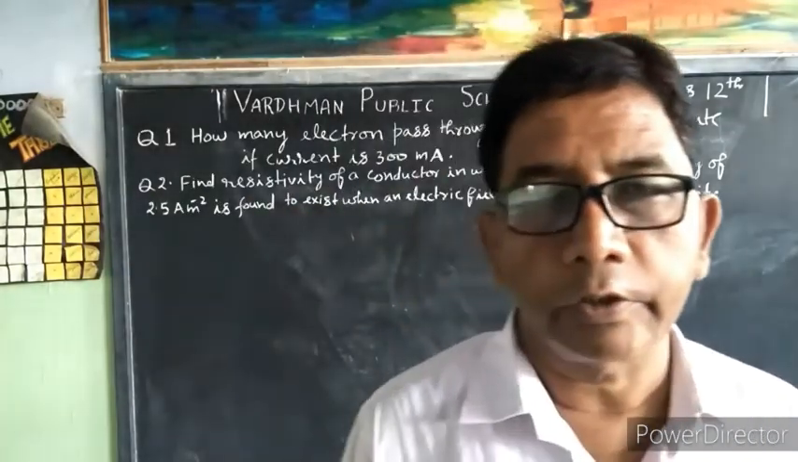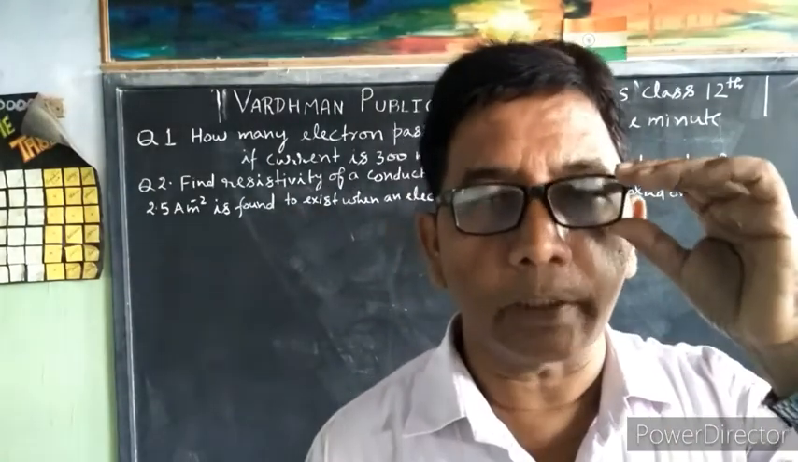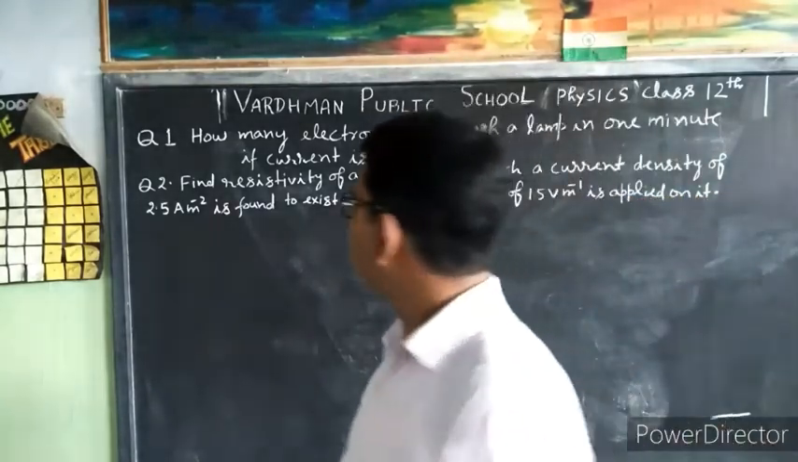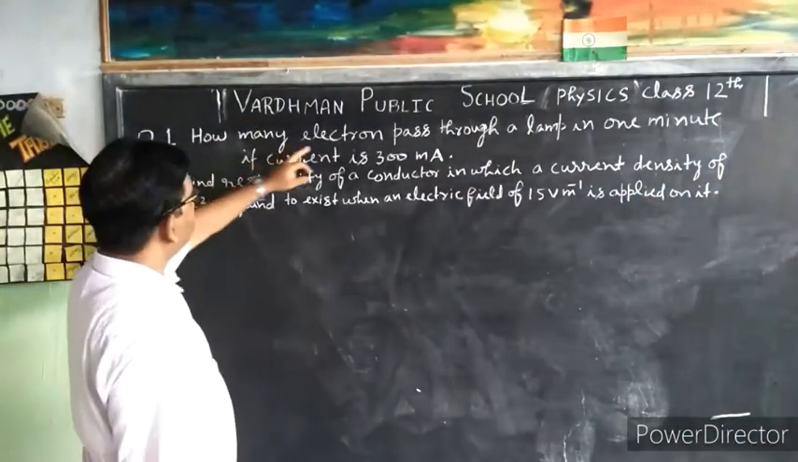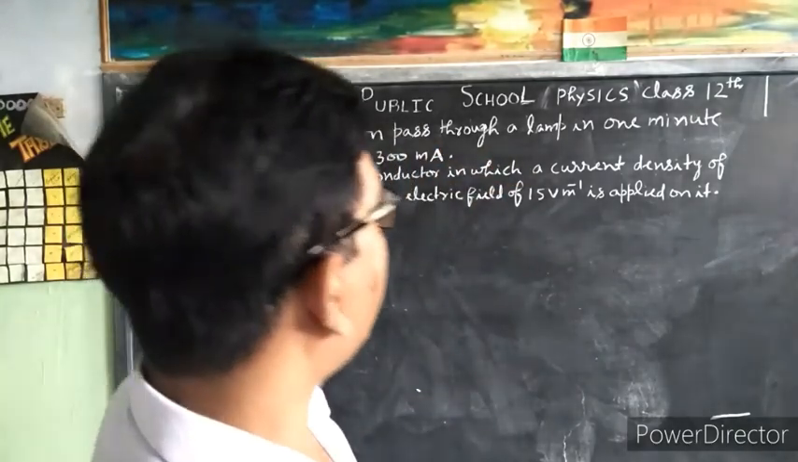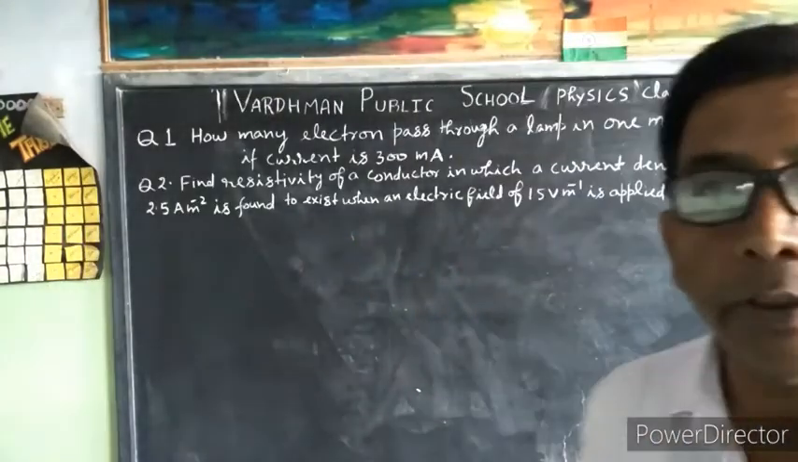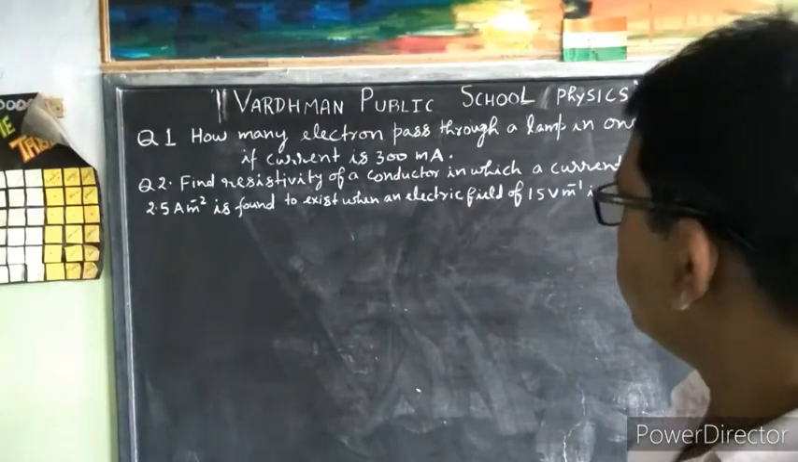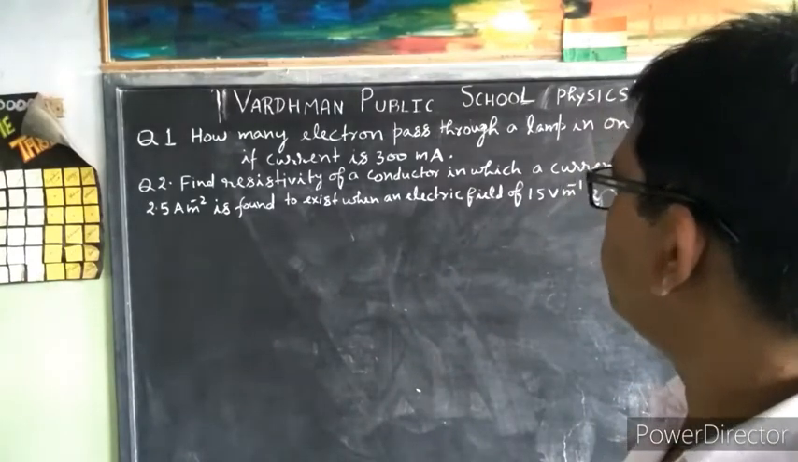Hello students, now I will solve numerical problems. First problem: how many electrons pass through a lamp in 1 minute if the current is 300 milliampere?